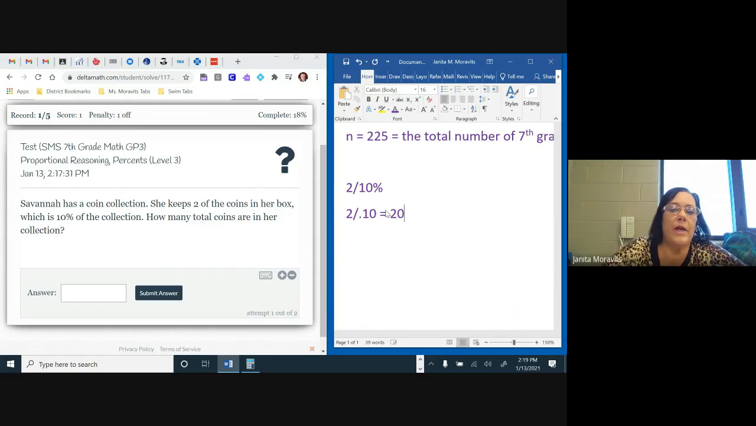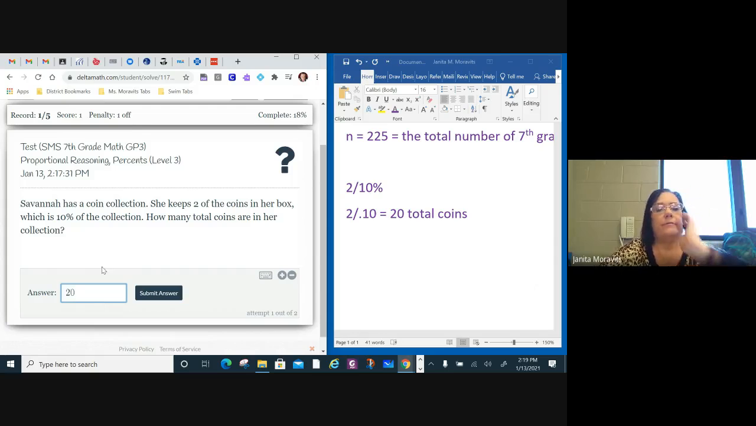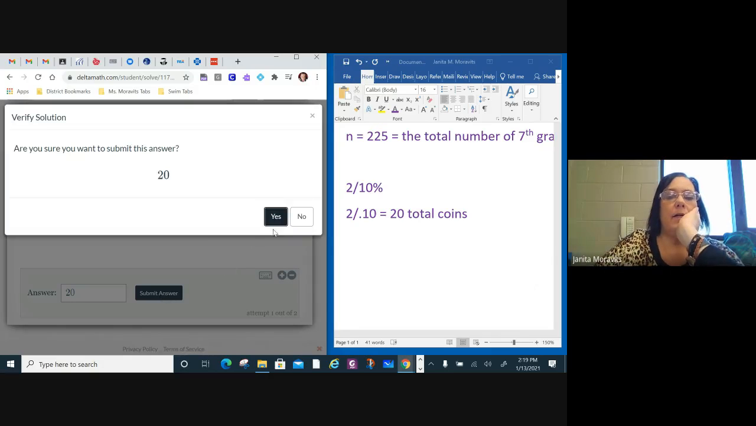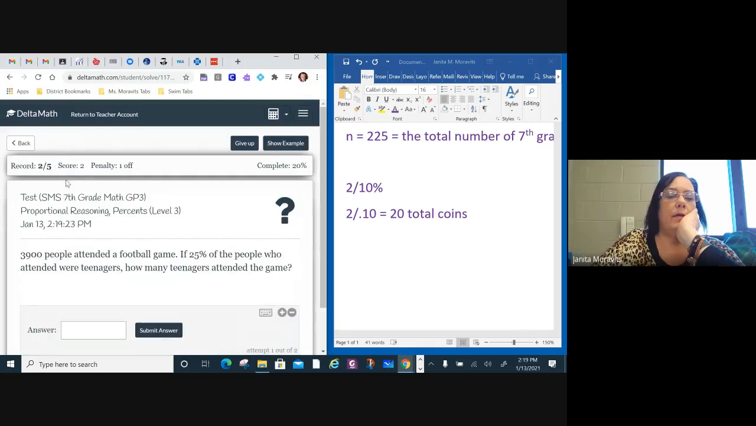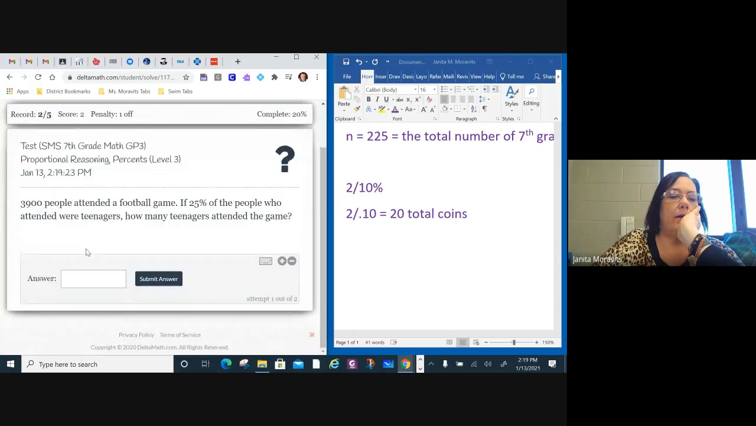So there are 20 total coins in her collection. Let's put 20 right here and submit that answer and say yes. And there you go. All right. So you guys will be working these problems just like that.